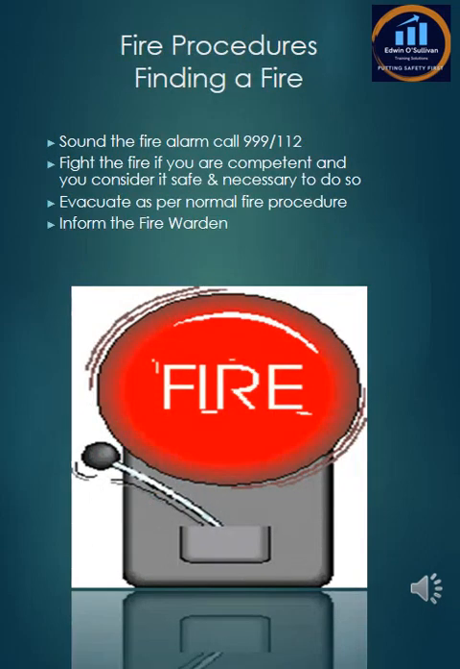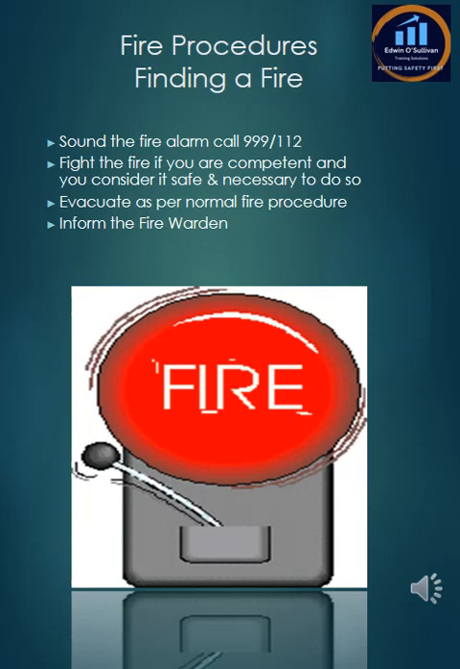Now we will talk about the fire procedure in the event of finding a fire. So what you should do is sound the alarm, call 999 or 112, preferably 112 as it is a faster system to get through to the emergency services. You will fight the fire if you are competent and you consider it safe to do so. You will evacuate the building as per normal fire procedure if it is unsafe to do so, and you will inform the fire warden. At this stage you should be making as much noise as possible when you're leaving, shouting fire, fire, fire, get out, get out, get out, closing all doors behind you as normal.